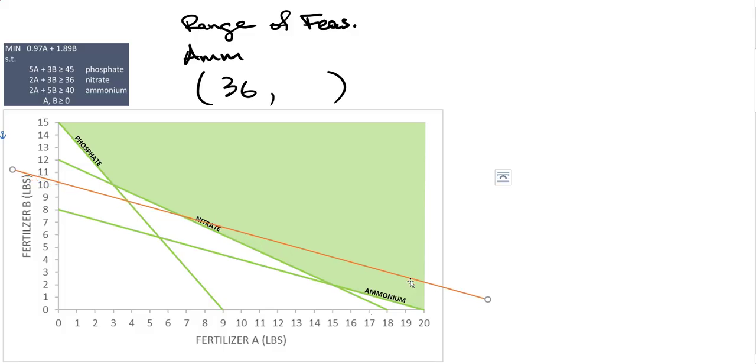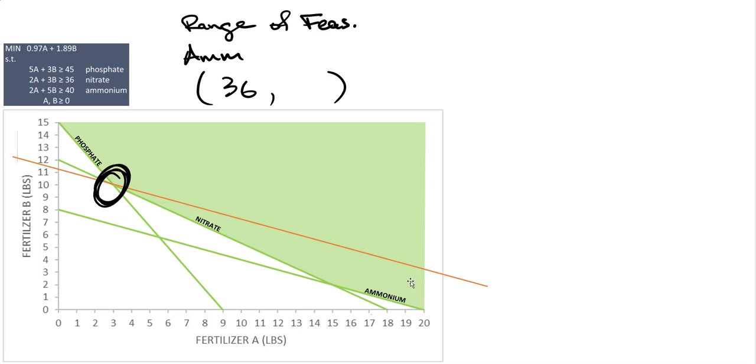But as I keep moving it up, what I should find is that once I cross this intersection point right here, crossing that point, I have now eliminated nitrate as having any part of that feasible region. If I were to move the line up that far, nitrate has now been eliminated. And our check here did work out. As I moved up, I eliminated nitrate. As I moved down, I eliminated ammonium.